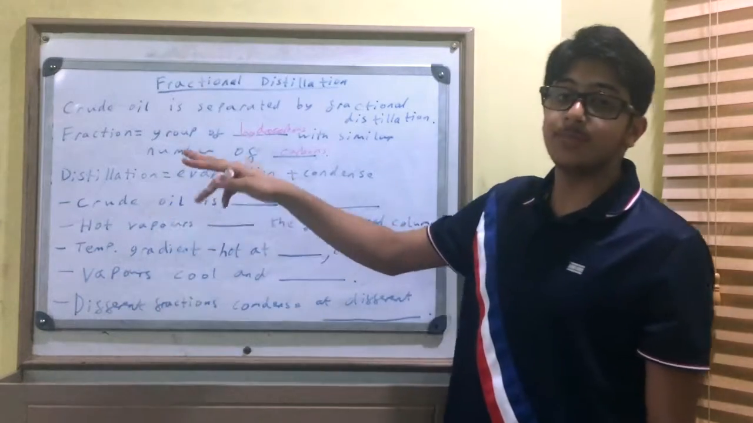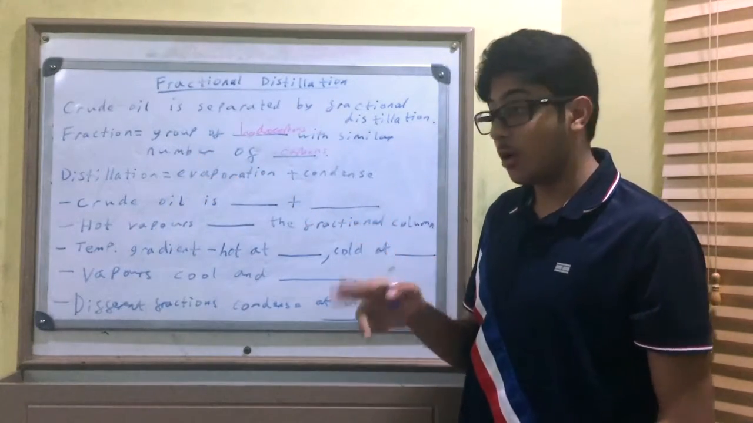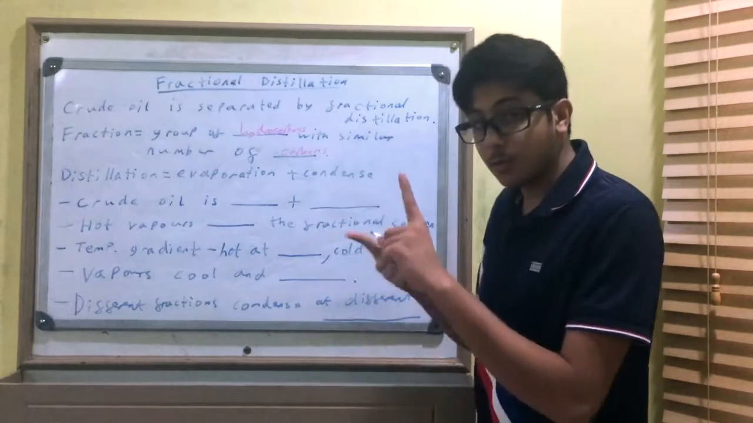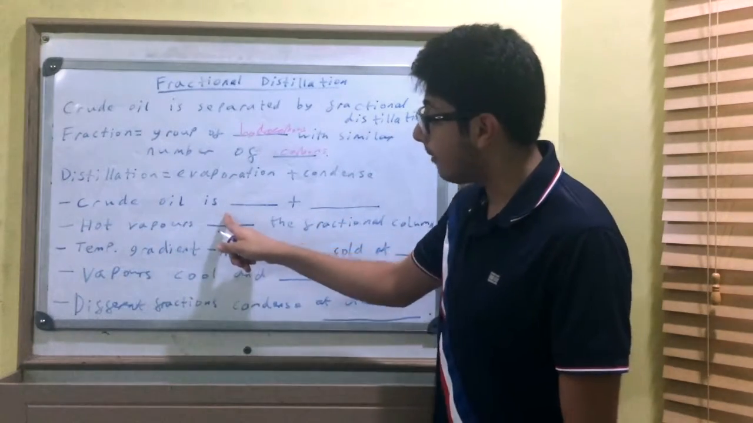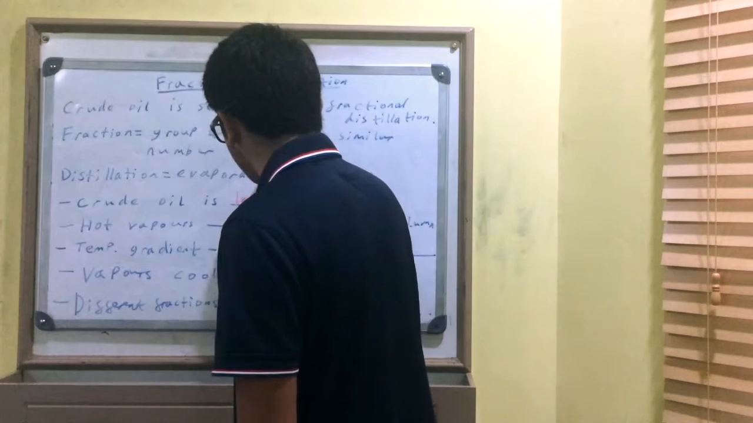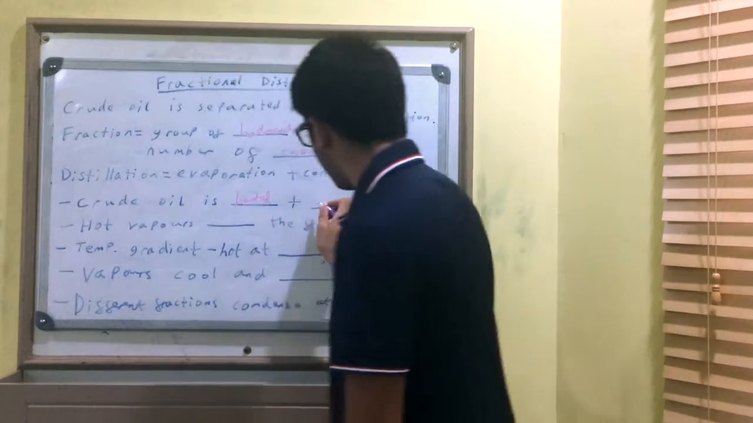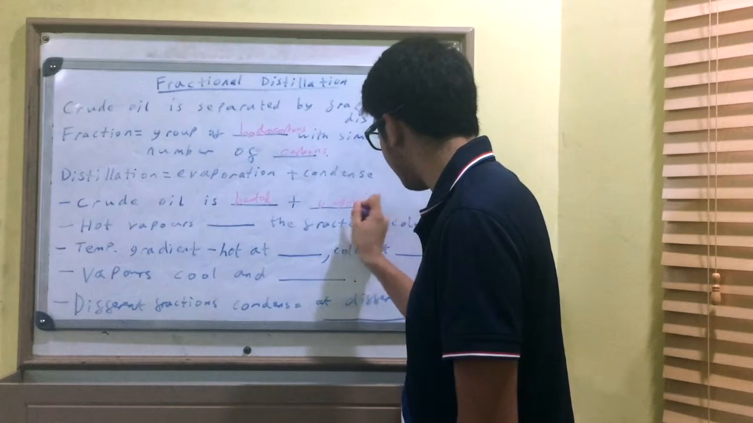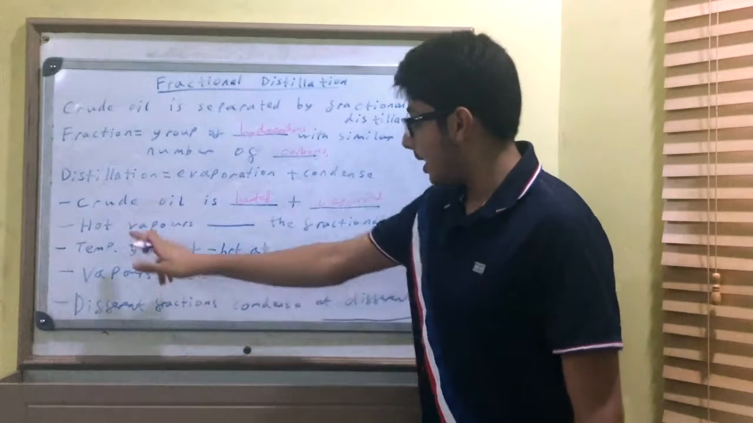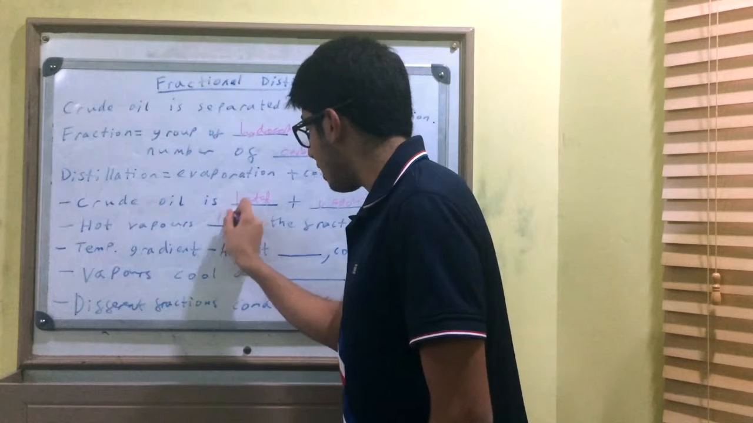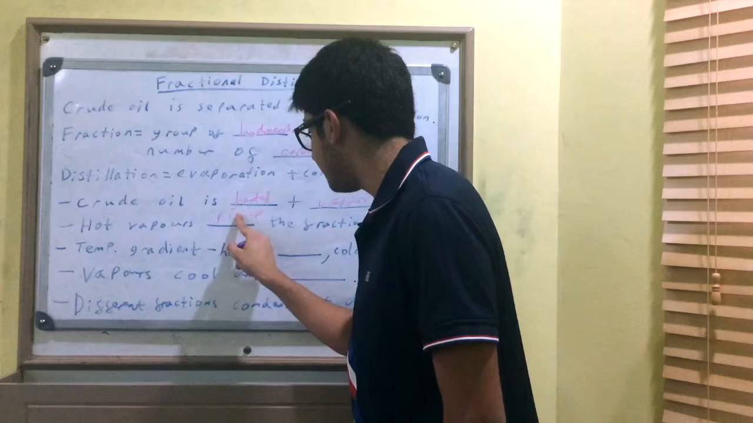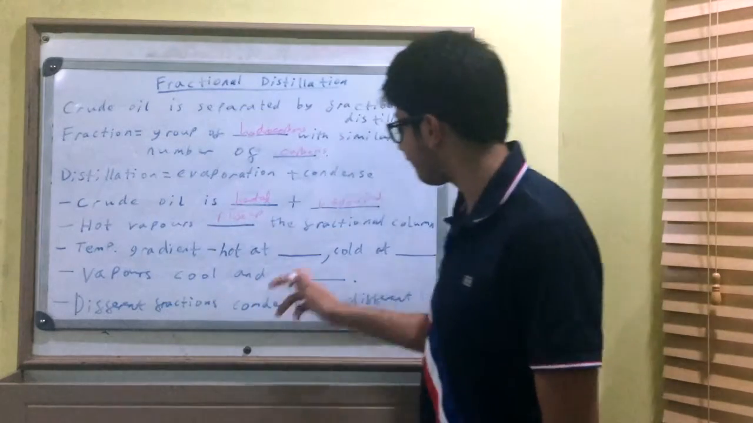What if they give you a 6 marker on fractional distillation? What are you going to do? Here are the points you need to say to get those full marks. Crude oil is heated. There's your first mark. And vaporized. There's your second mark. Or evaporated. Hot vapors rise up the fractional column. Why do they rise up? Because they're hot. Warm air always rises.